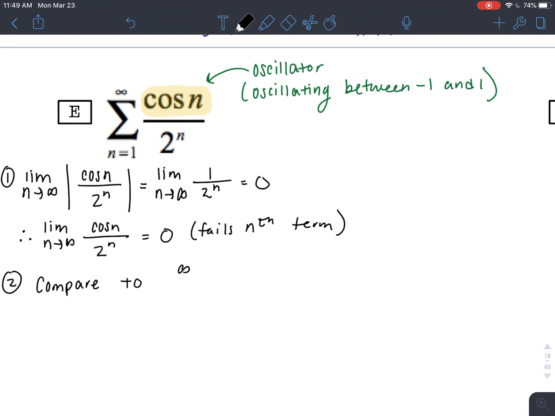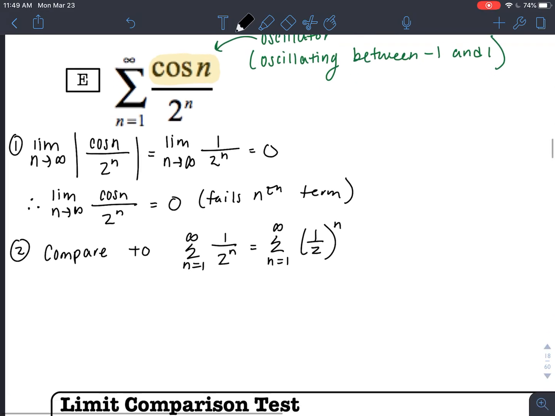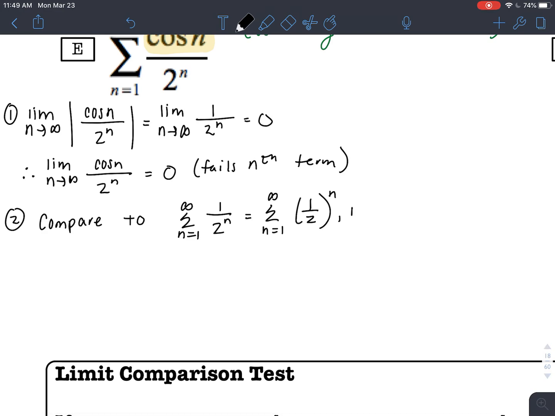So time to get down to comparison. So we're going to compare it to the series from 1 to infinity. Remember, we're just taking out that extra nonsense, which in this problem is the cosine in the numerator. So we're just going to compare it to 1 over 2 to the n, which is the same thing as the series from 1 to infinity of 1/2 to the n power. If we write it like that, now we can see that we have a geometric series. And because 1/2 is less than 1, this is a convergent geometric series.